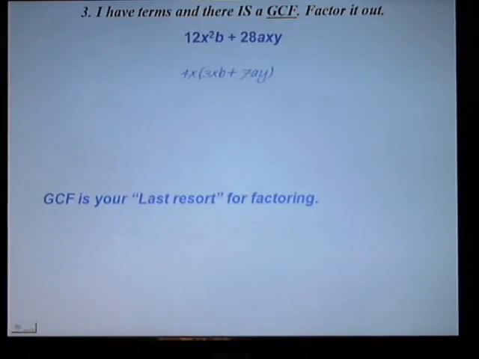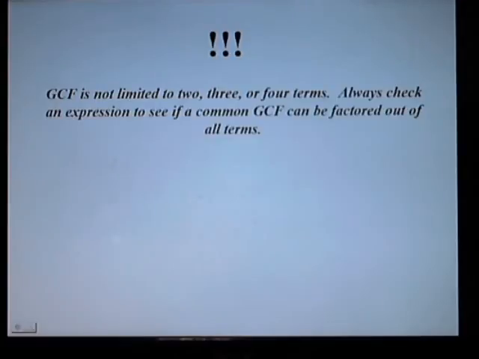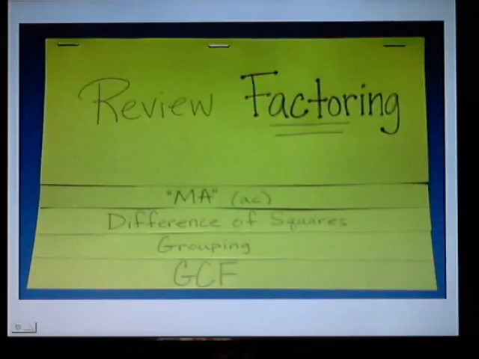So those are all of the factoring types we have under our belt so far. This is a review. Remember this, GCF can be 2, 3, 4, whatever number of terms. This is what your factoring flip should look like at the end. Have it ready to go Monday. We'll make sure that we know all of our factoring methods and we'll begin practicing.